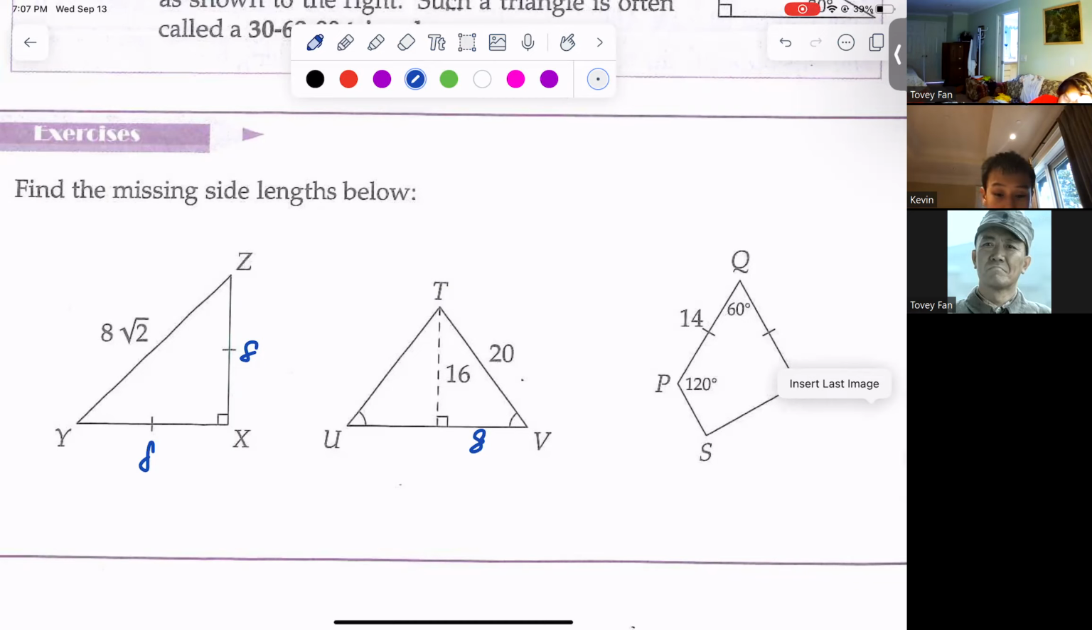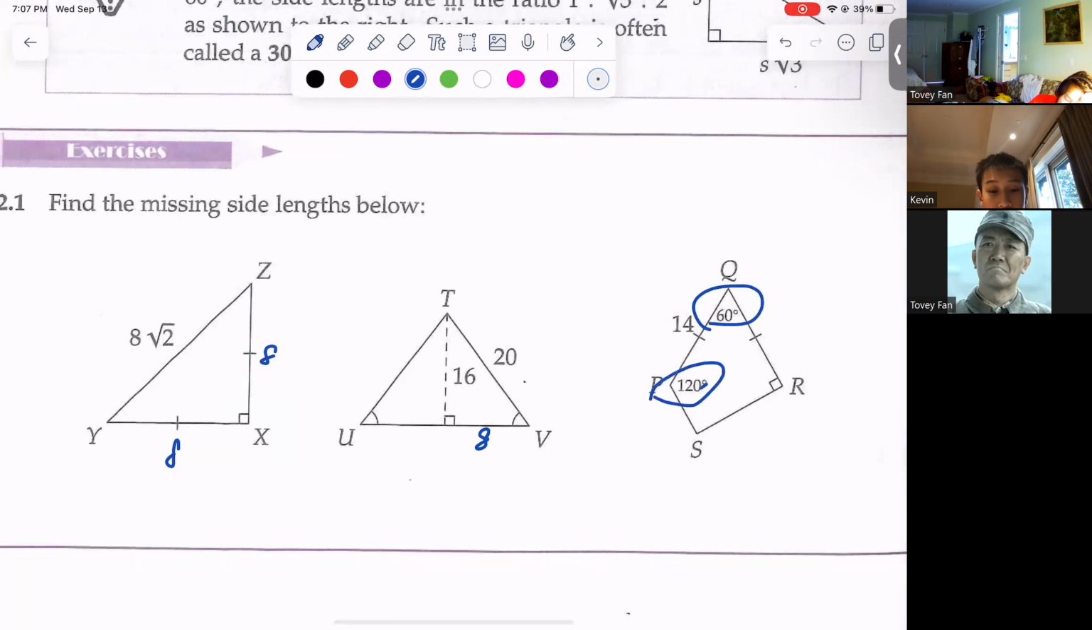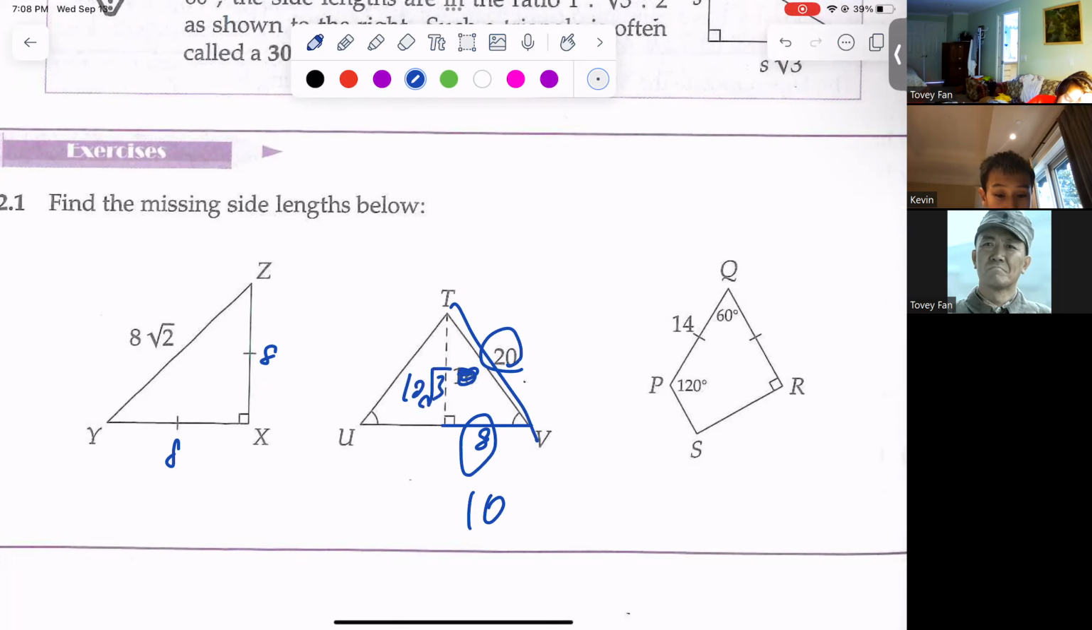Even if it looks like one, it doesn't matter if it's not labeled. You cannot assume that. If the angles are given, they will label it. So in this case, you don't know if it is a special triangle or not. Even if we take a step back and say this is a special right triangle, it still wouldn't be 8, because the shorter side is half the hypotenuse. It's going to be 10, 20, 10, and this side is going to be 10 root 3. The fact that this is actually 16 tells you it's not a special right triangle.